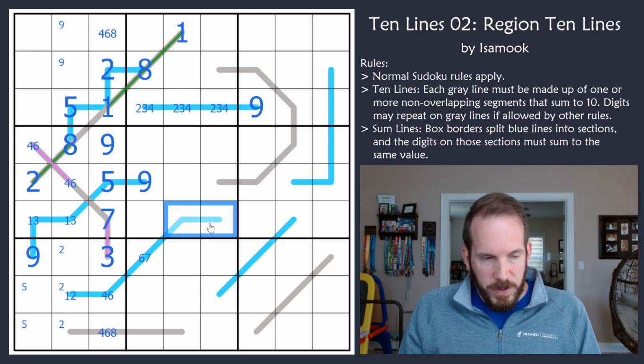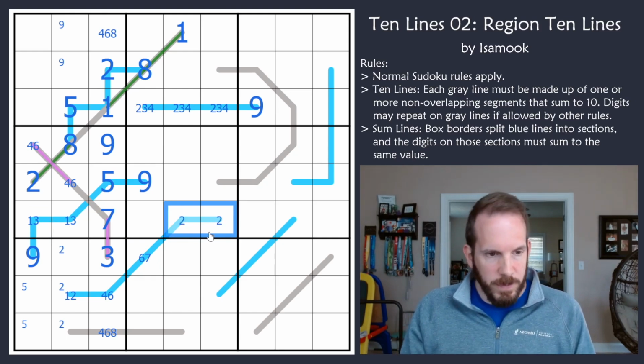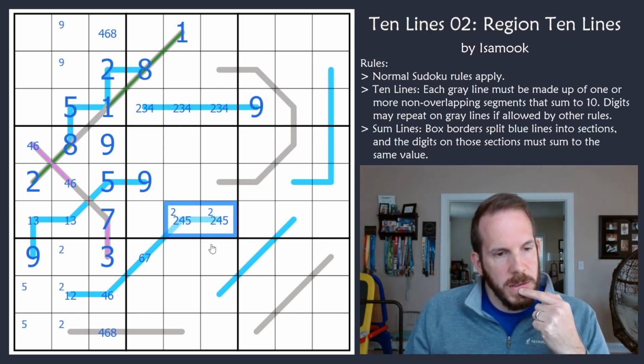And so this will need a 2 on it, because if we don't, it has a minimum of 4 plus 5, because the 1, 3 are gone. So that has a 2 with a 4 or a 5 on it. So this is either 1, 6, 7 or 2, 4, 6.